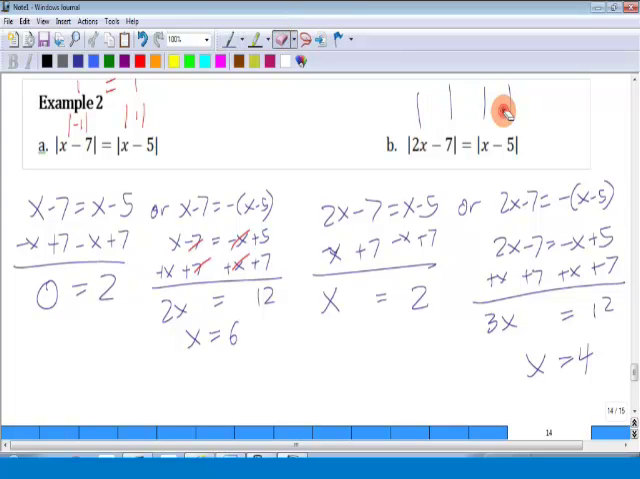Let's check the 4. 2 times 4 is 8. 8 minus 7 is 1. 4 minus 5 is negative 1. Same absolute value. The statement works. So, 2 possibilities. This equals that, or this equals the opposite of that.